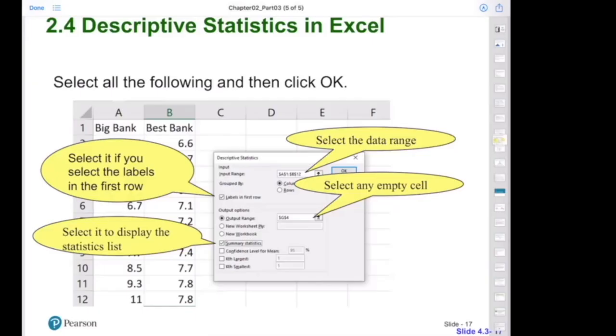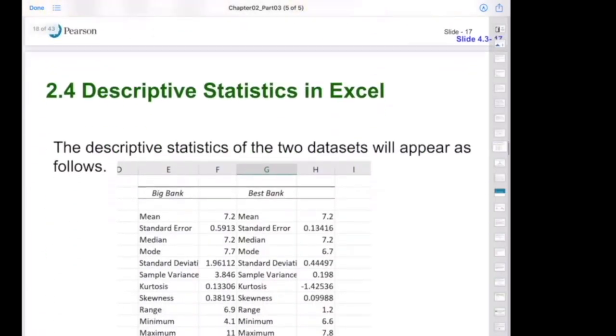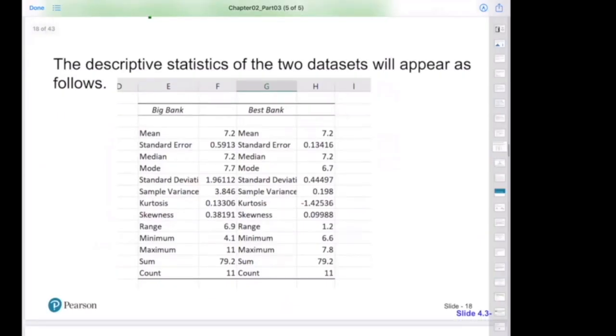then you will determine where you would like to have your final result. You will choose any empty cell in your sheet, and then you have to choose summary statistics. Without it, you will not have anything. You have to choose summary statistics, and then press OK, and you will have summary statistics like this.